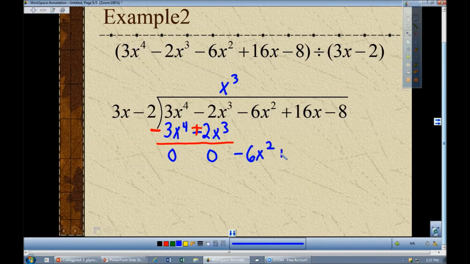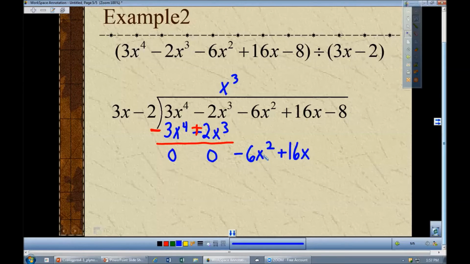Also bring down a positive 16x. So I asked myself, does 3x go into negative 6x squared? Well, really I'm asking, what do I have to multiply 3x times to get negative 6x squared? Well, to get 3 to be negative 6, I've got to multiply by negative 2, and to get x up to x squared, I need to multiply by another x. So negative 2x, that doesn't seem like it should go over the x squared column, almost like we have a placeholder here. And I'm going to put the negative 2x above the 16x.